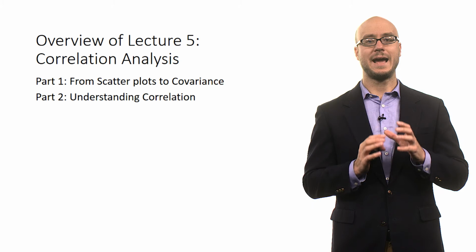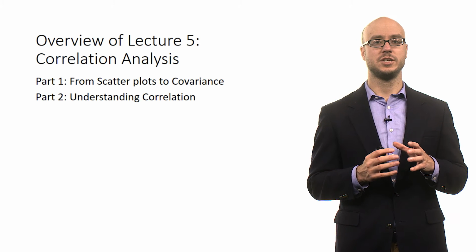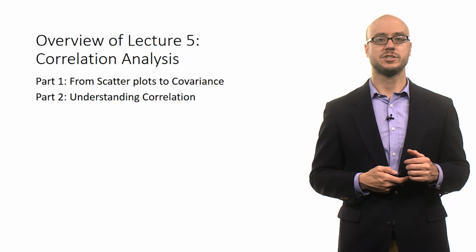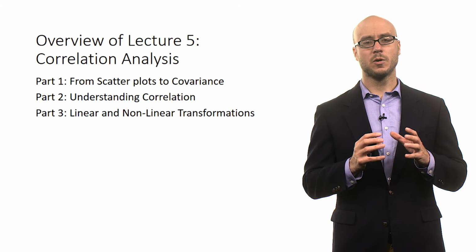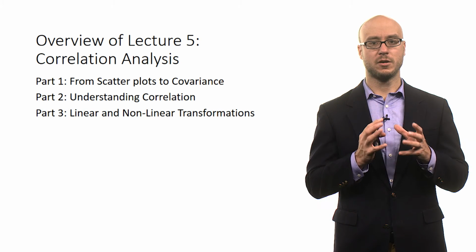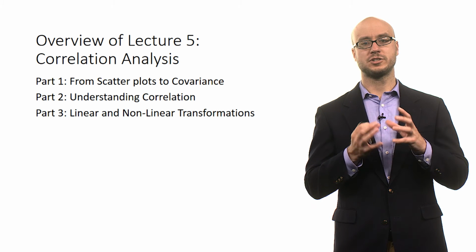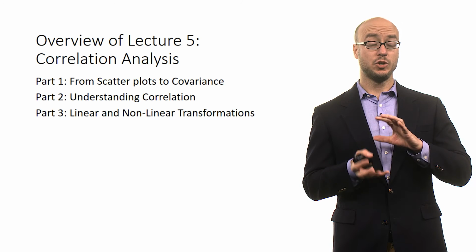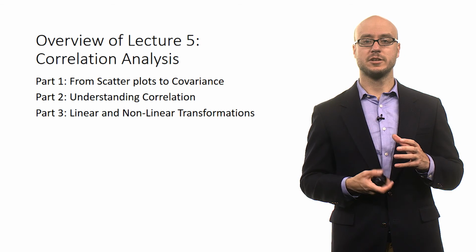Then we're going to look at correlation. Correlation is a variant on covariance that overcomes some of the limitations of covariance. Then we're going to look at when you have numerical variables, you often want to transform those set of data, and you can do a linear transformation or a nonlinear transformation.